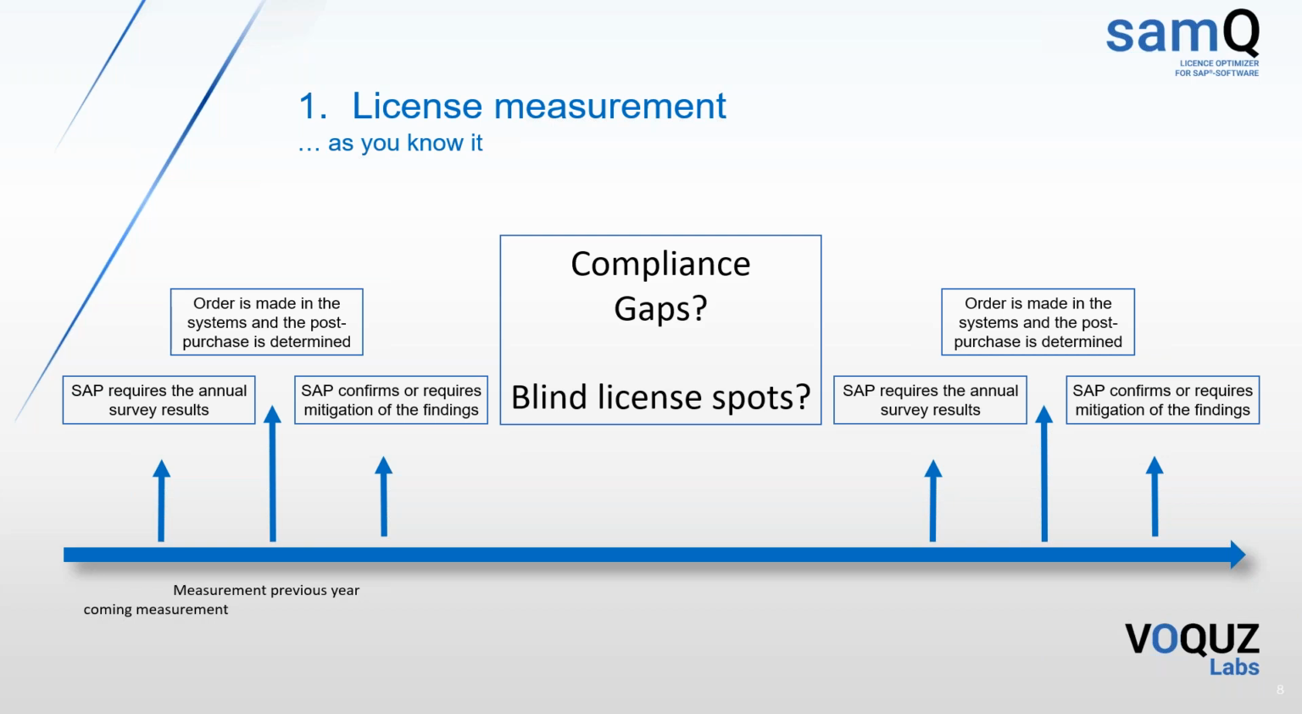And SAP requires an annual audit or annual system measurement to understand, are you still compliant? Is what you're using really more or less about what you purchased originally, or would you need to do something else? And in between those two measurements, the one this year, the one next year, things change. And the question is, do I have compliance gaps? Do I have some blind license spots, things that I don't know about?